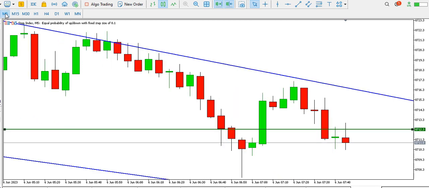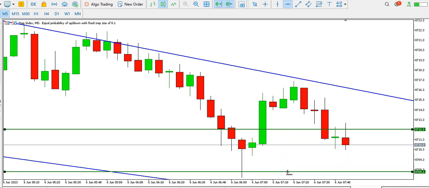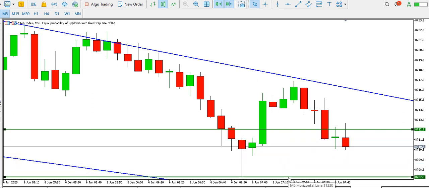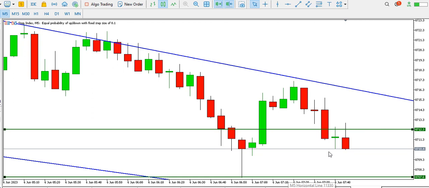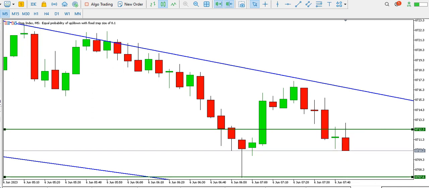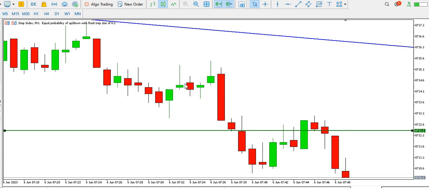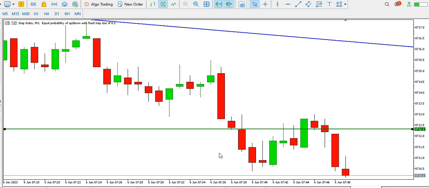Still on the 5 minutes time frame, we continue to have a low, high, lower low, lower high, and price is currently dropping. The next possible target is the 8707 level, and as I speak, price is dropping towards that level. On the 1 minute time frame, price is also dropping and breaking structures to the downside. So you might want to consider selling Step Index and Volatility Index.